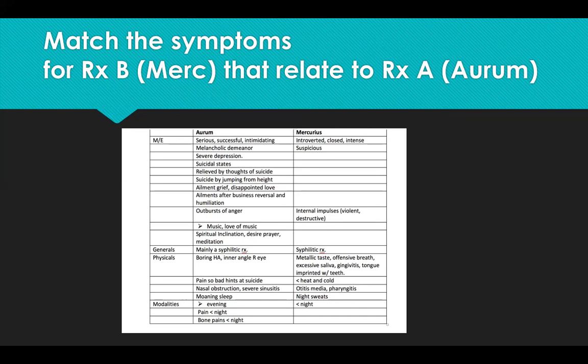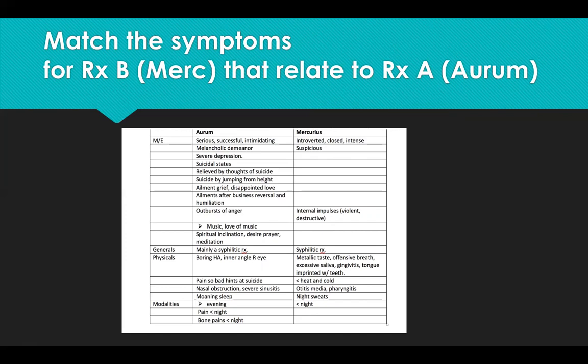So pain so bad they hint at suicide. I put that with worse heat and cold because Mercurius has so many aggravations. It doesn't drive them to suicide, but there's a lot of aggravations for Mercurius. So I lined that up with Aurum just because I want to think about that. And also Aurum has that idea of suicide. So I kind of want to keep that in my head.